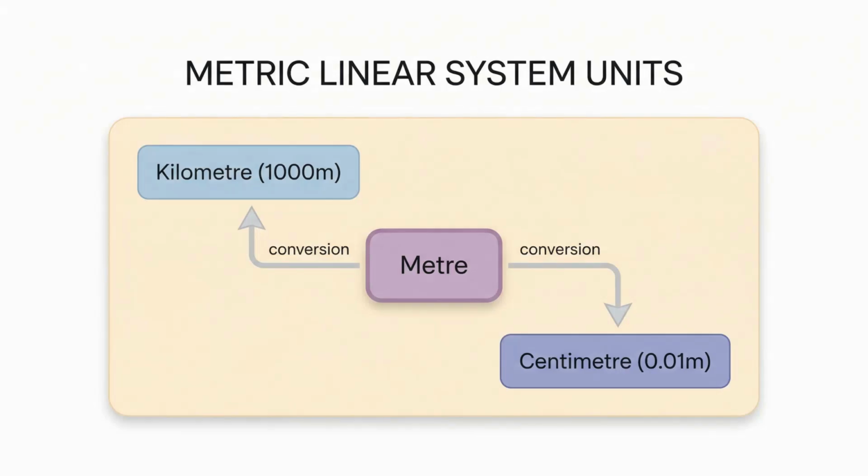The beauty of the metric system is its simplicity. Everything revolves around a base unit, in this case, the meter. For instance, the prefix centi means 100th, so there are 100 centimeters in 1 meter.